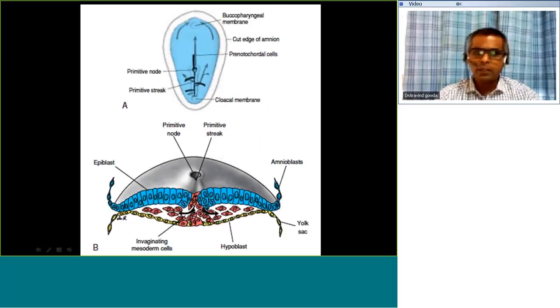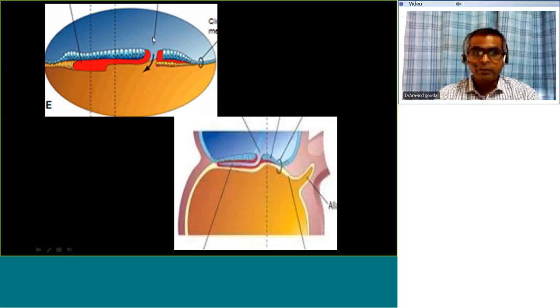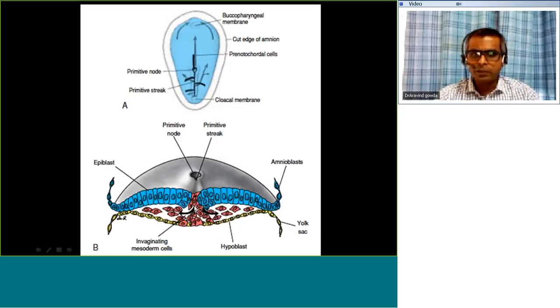There is one more important thing that happens: this primitive node, which has a primitive pit, remains open, and it will be communicating with the yolk sac and the amniotic cavity. So the central part of this mesodermal layer thickens and forms the notochord. There will be two notochords initially, one towards the right and one towards the left. They fuse together in the center so that they form a definitive notochord.